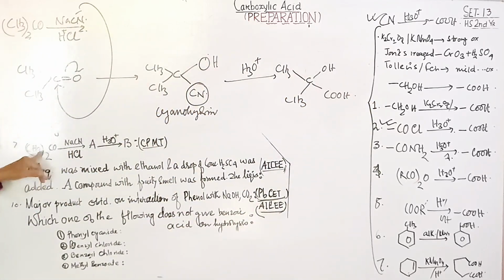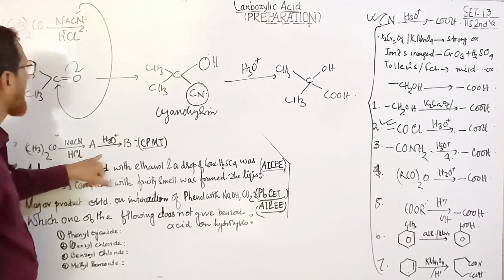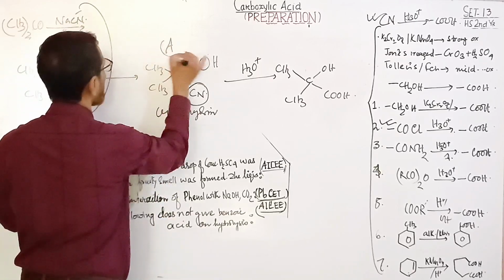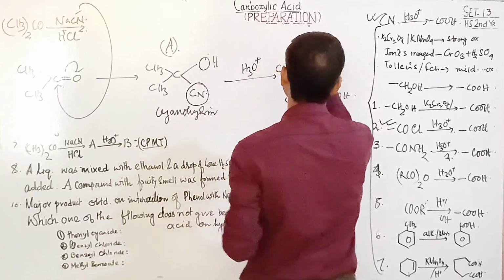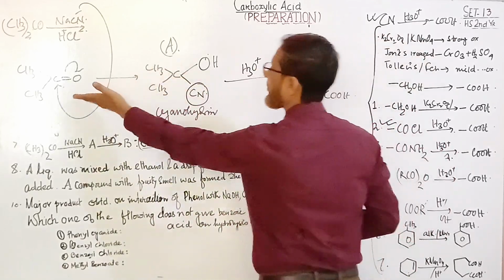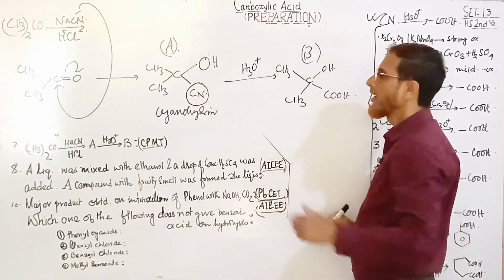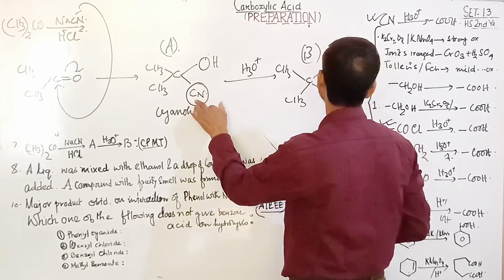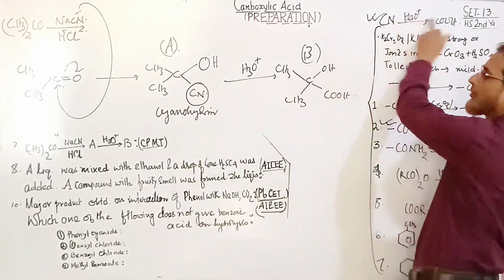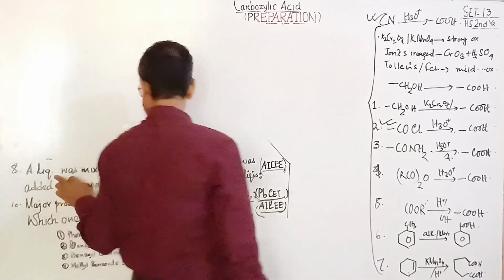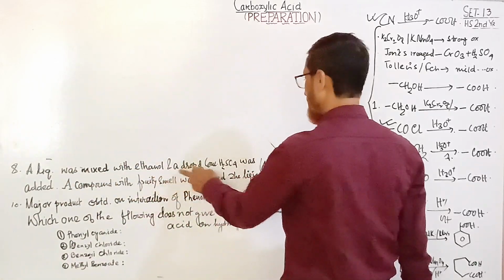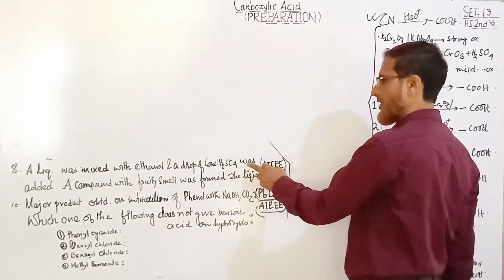So CH3CONHCl will give you A. This is your A. A on acid hydrolysis gives you B. This is B. First one is very simple, nucleophilic addition, and second one is hydrolysis. And CN on hydrolysis gives you COOH. Answer is this.